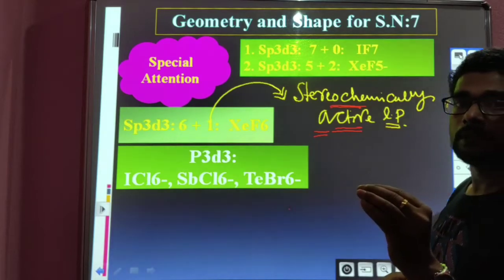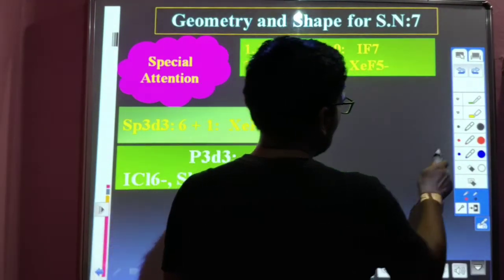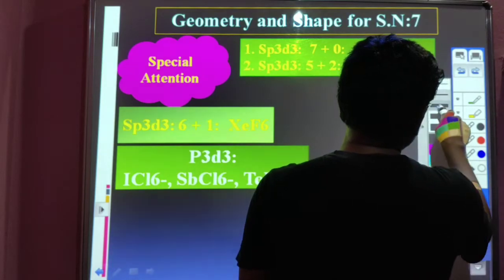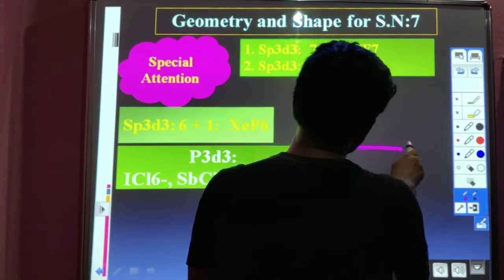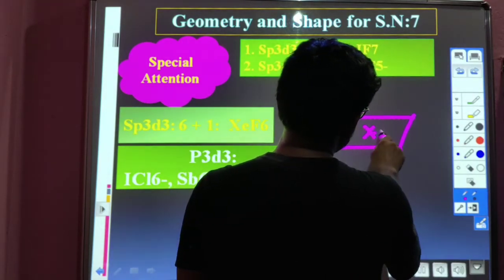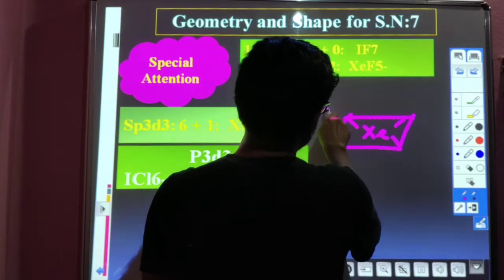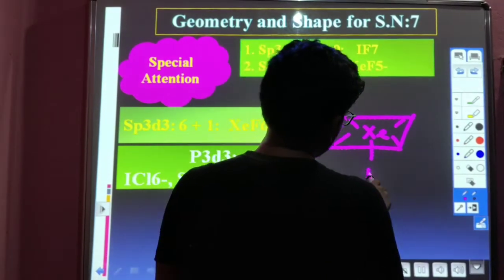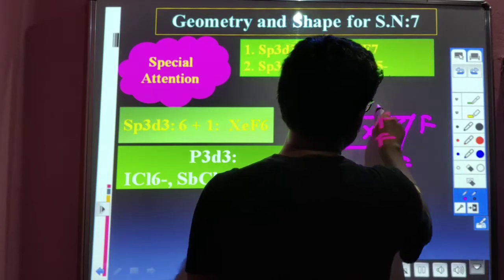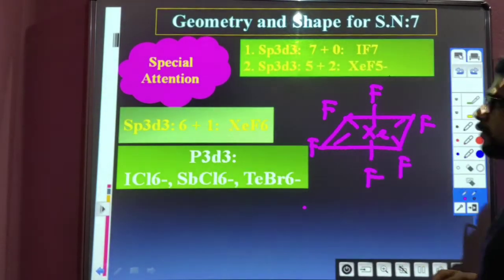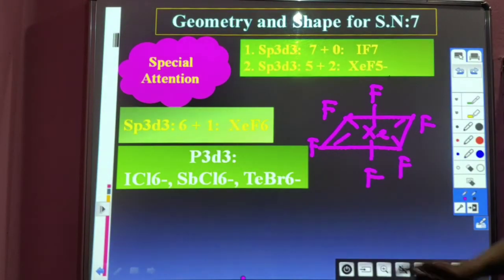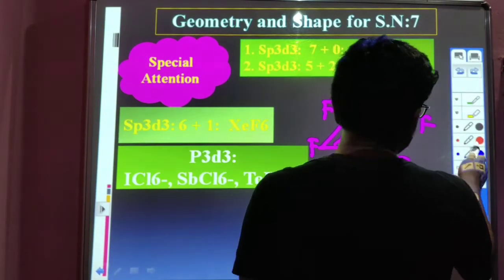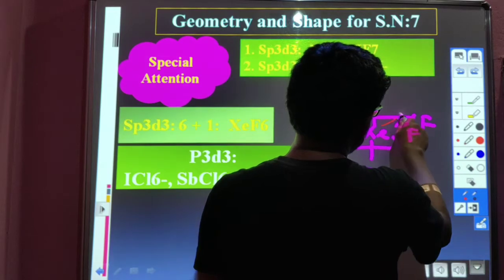How will the shape be? Let me draw it. This is X, and 1, 2, 3, 4, 5, 6. As it is a stereochemically active lone pair, what will it do? Sometimes it will arise from here.